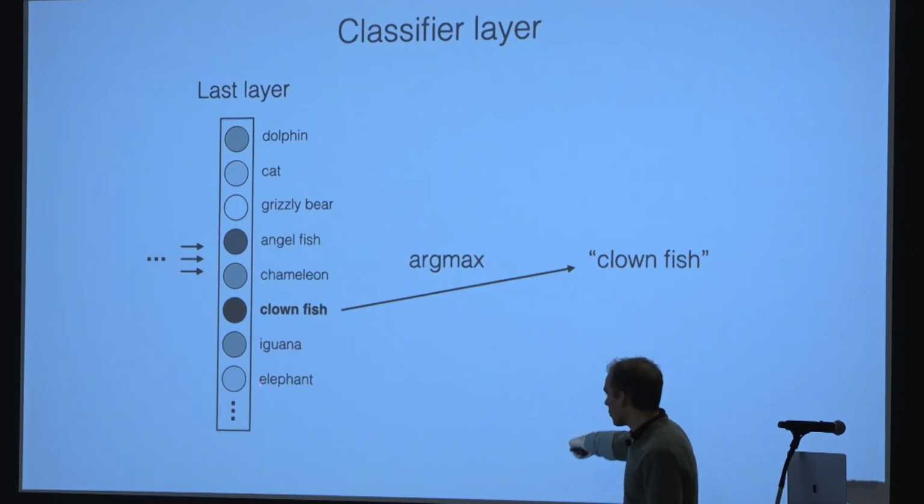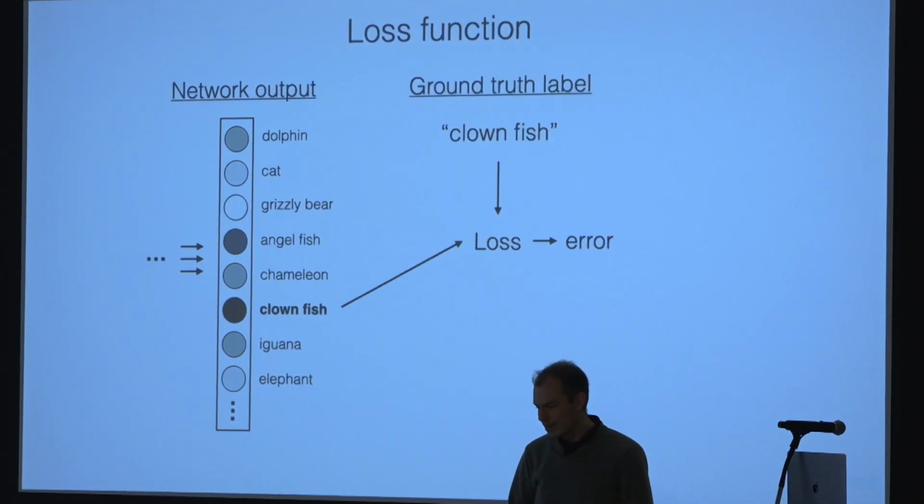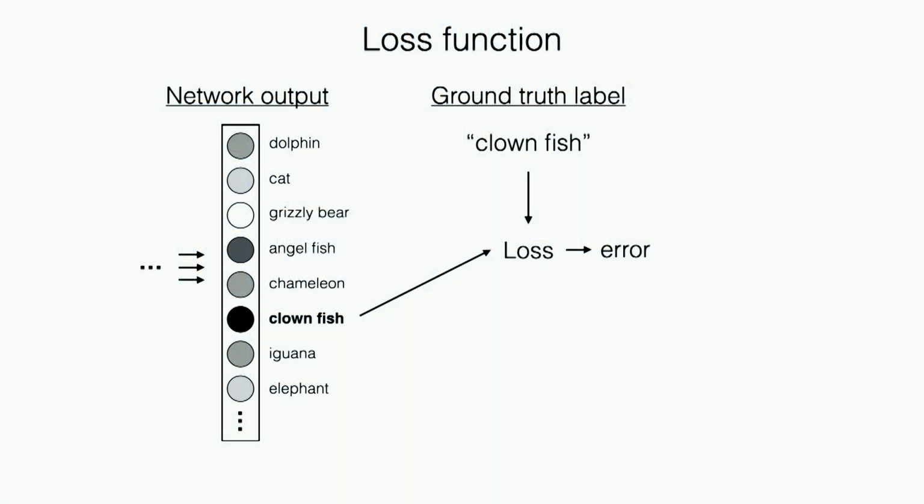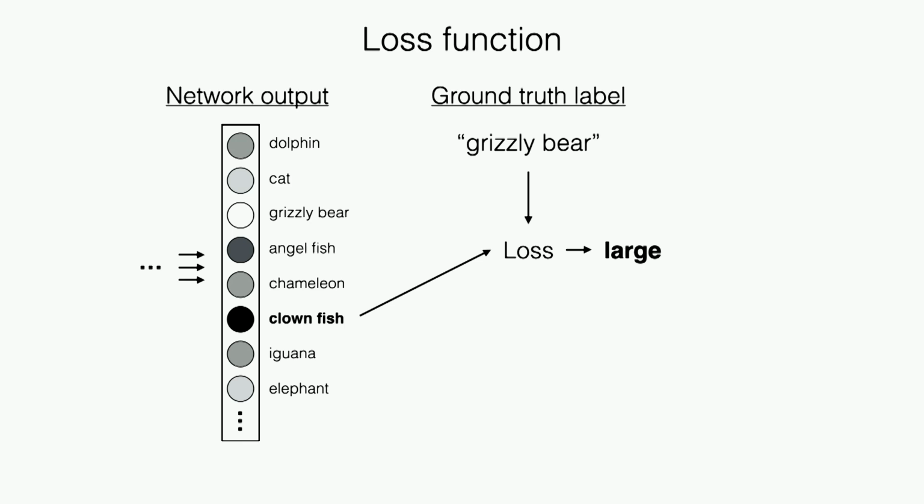And then how do I make it so the scores actually correspond to reality, to the training data? Well, I simply give myself a big loss if the score I put on clownfish is wrong. If I put a low score on clownfish and the label is clownfish, I better update my parameters to get a higher score on clownfish. If the network says I think it's a clownfish, putting a high score on clownfish, but the ground truth label in my training data was grizzly bear, that's a big loss, and I better update my parameters to avoid that. I'll update them via gradient descent.